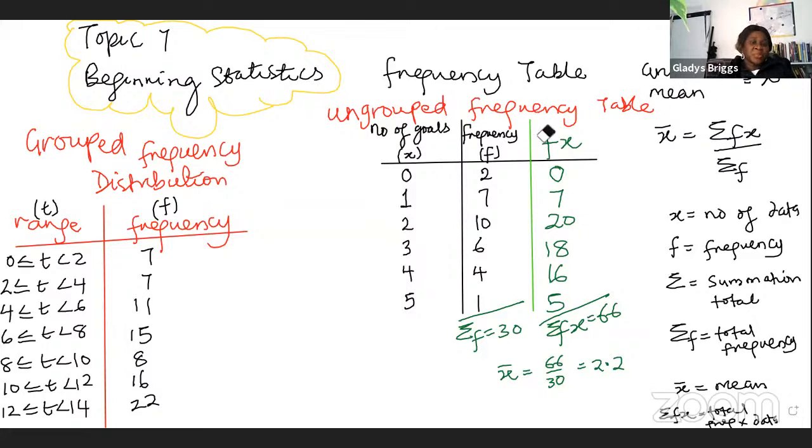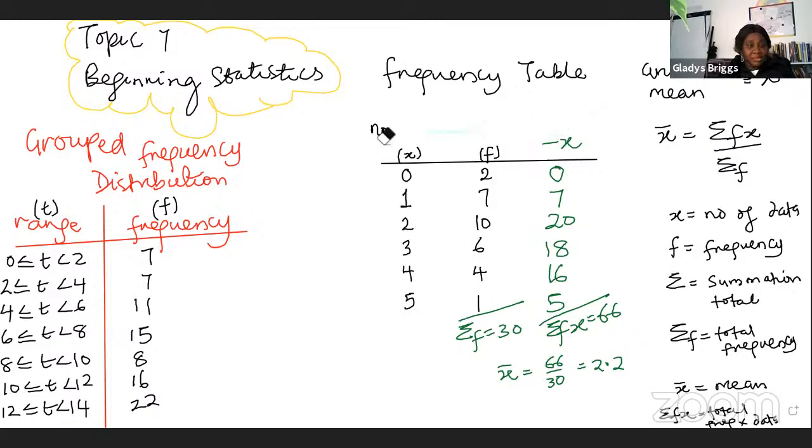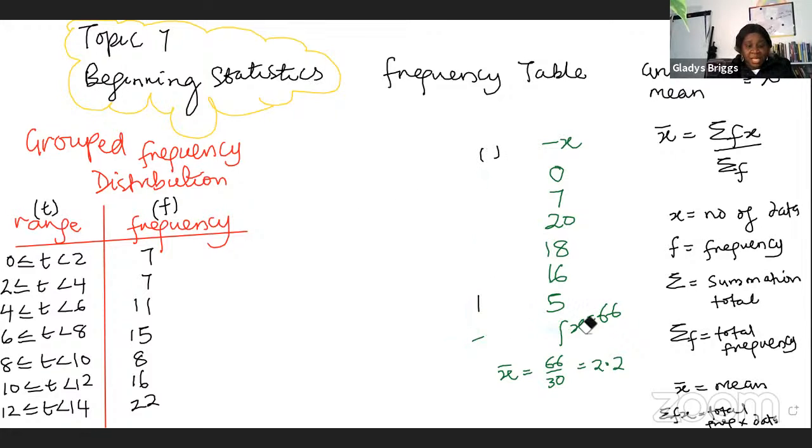We still use the formula X bar is equal to sigma F times X divided by sigma F. But because we have groups here, we have to try and get our data, like X, from this group here. So I'll show you how we do that now. Yeah, we use the midpoints of our data classes as our data. So let's see how we do that now.